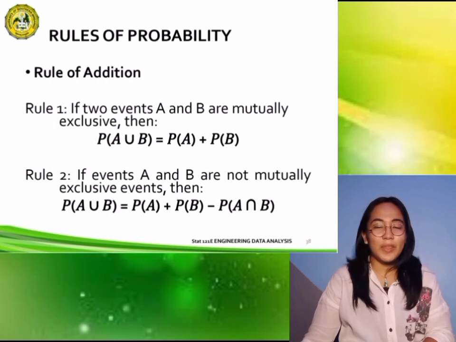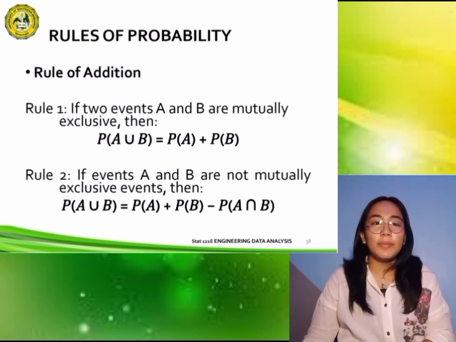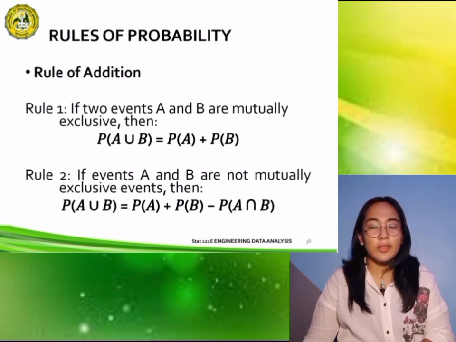So now, let's begin with the rules. Rule of addition. First rule: if two events A and B are mutually exclusive, then P of A union B is equal to P of A plus P of B. Rule number 2: if events A and B are not mutually exclusive events, then P of A union B is equal to P of A plus P of B minus P of A intersection B.